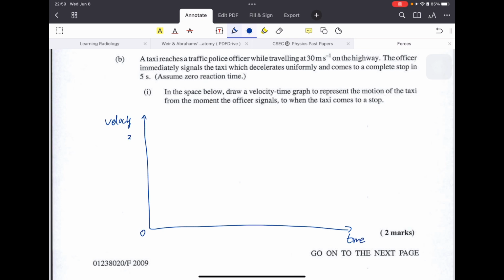So he is at 30 meters per second over here. So he's traveling, and then he comes to a complete stop in 5 seconds. Sorry, oops. That was not meant to happen. Okay, so in 5 seconds, he comes to a stop. So he decelerates uniformly.